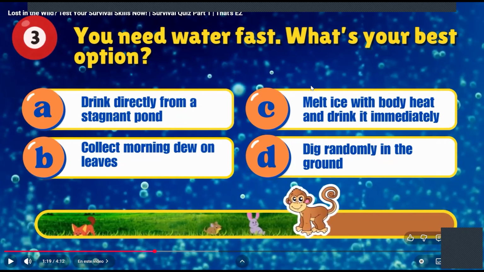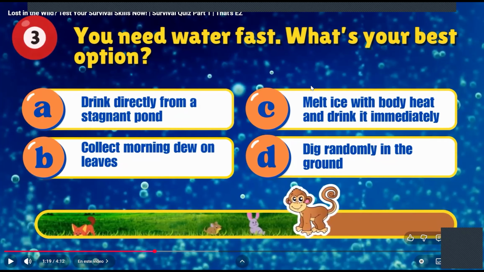Morning dew, remember, es como el rocío de la mañana, las gotitas de la mañana de las hojas. Melt ice with body heat and drink immediately, or dig randomly in the ground. Dig, remember, means cavar en el piso para hallar, to find water. Tell me, what is the best option to get water? All right, Aaron and Luis, tell me. Teacher, letter B, collect morning dew on leaves.